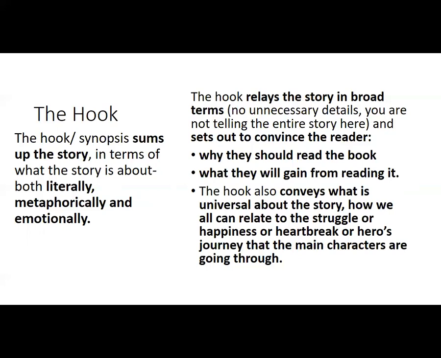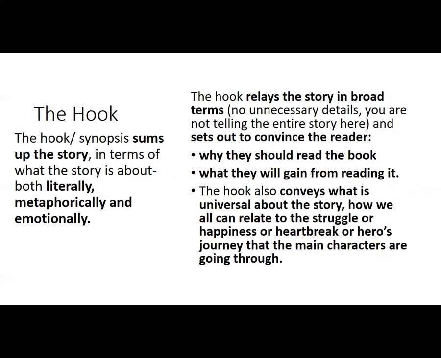reading it. And the hook also conveys what's universal about the story, how we all can relate to the struggle or the happiness or the heartbreak of the hero's journey that the main characters are going through. So most things are universal. For example, Christian, your book is about this dog that was abused and then is able to convince the person that abused it to treat people betterly. And betterly, that's a new word: better and more compassionately.